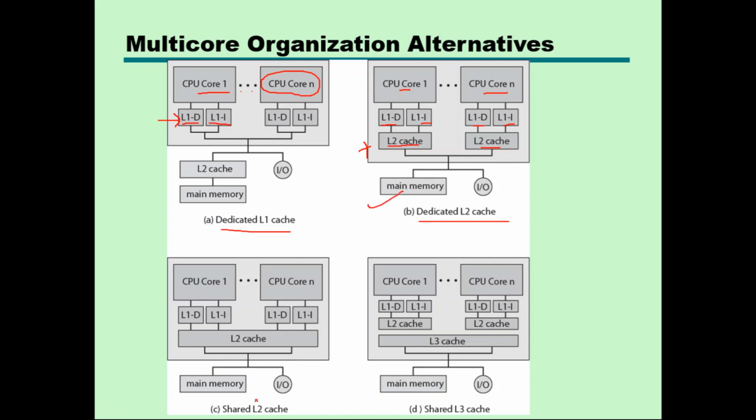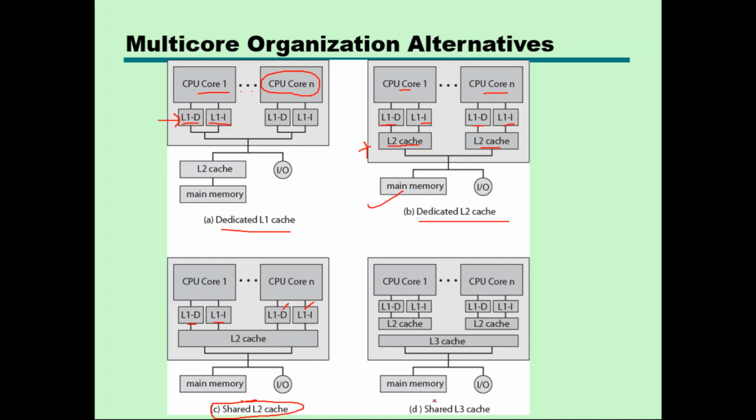The third one is shared L2 cache. Here inside the chip there are multiple cores. Each core has its own L1 cache, again with an L1 instruction cache and an L1 data cache. But you can see the L2 cache is shared among all the cores. L1 cache is different, each core has its own L1 cache, but the L2 cache is shared among all cores. L2 cache is still inside the chip, but it is shared among all the cores.